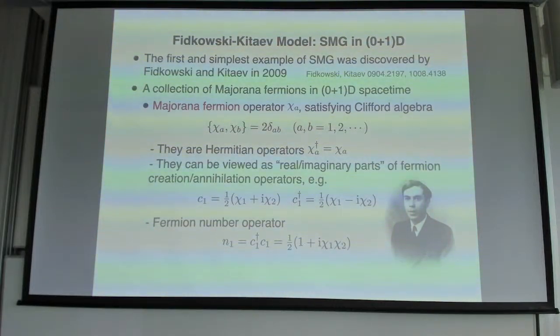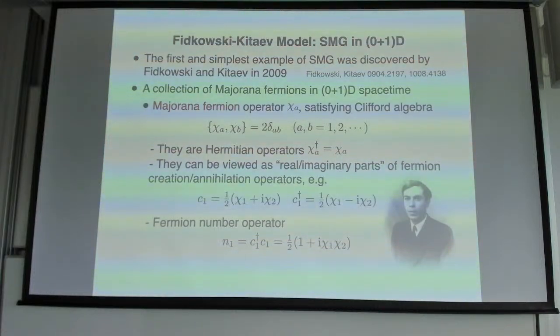Okay, so let me introduce some examples. The first example I want to talk about is the Fidkowski-Kitaev model, which is a symmetric mass generation in 0+1D. It's just a quantum mechanical system. And maybe you can say it's the first and simplest example of symmetric mass generation. This was discovered by Fidkowski and Kitaev in 2009, which is more than 10 years ago.